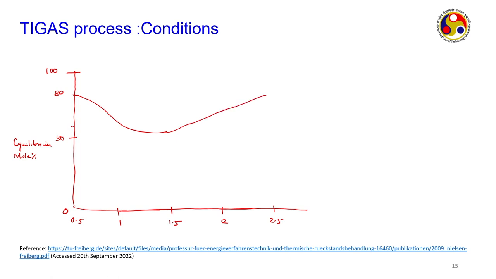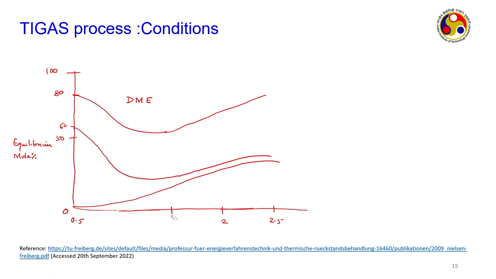CO2 starts at around 60, and the amount of CO to be converted goes here. The portion above is all dimethyl ether. If you have an equilibrium mixture at a ratio, this they have found as unity, this is the H2 to CO ratio. At this composition you have more DME, in between you have CO2, and if you go down the equilibrium mole percent is primarily CO.